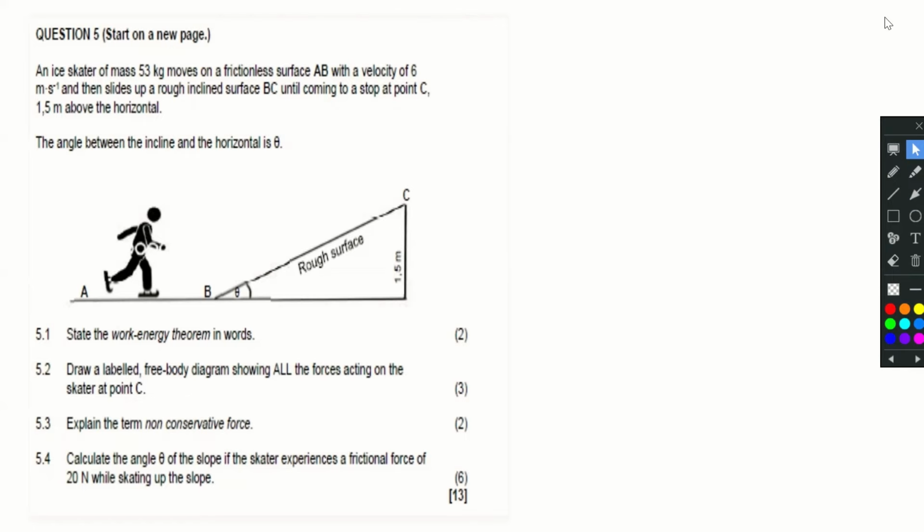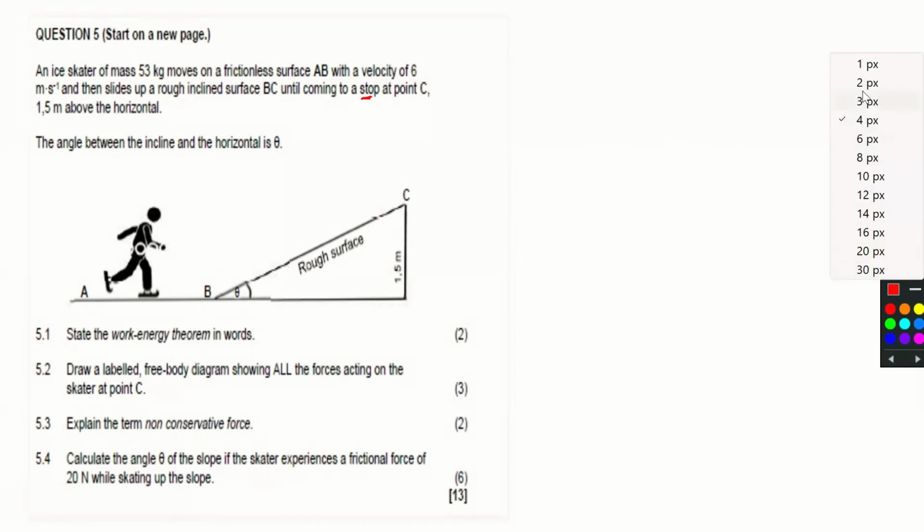Okay, so we have question 5. It says an ice skater of mass 53 kg moves on a frictionless surface AB with a velocity of 6 meters per second and then slides up a rough inclined surface BC until coming to a stop. Note that it comes to a stop at point C, 1.5 meters above the horizontal. They say the angle between the incline and the horizontal is theta. And then 5.1 says state the work energy theorem in words.